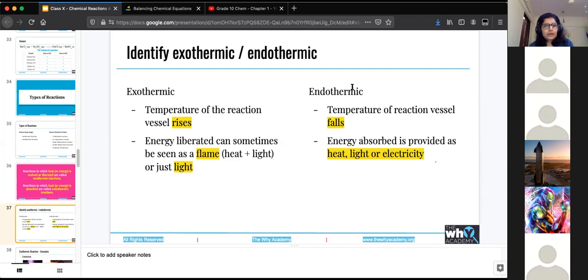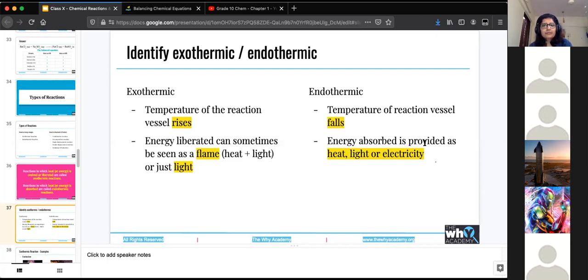Endothermic, in contrast, if you see that the temperature of the reaction vessel or the reaction mixture falls, that's an endothermic reaction. And in an endothermic reaction, energy is absorbed. Energy absorbed is provided as heat, light, or electricity. So either you provide it in the form of heat.